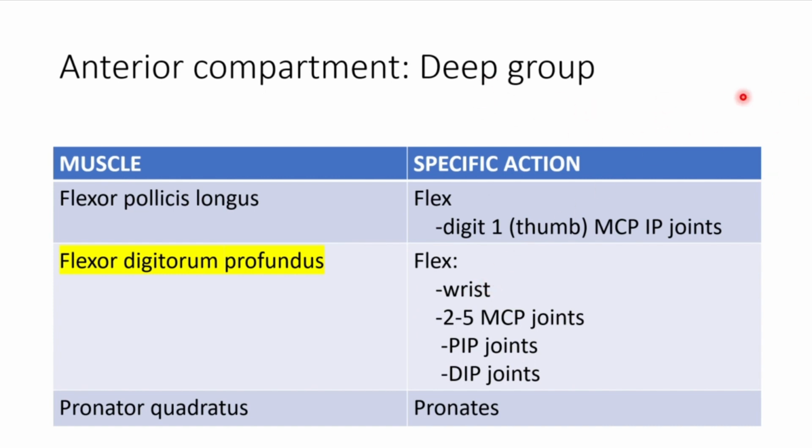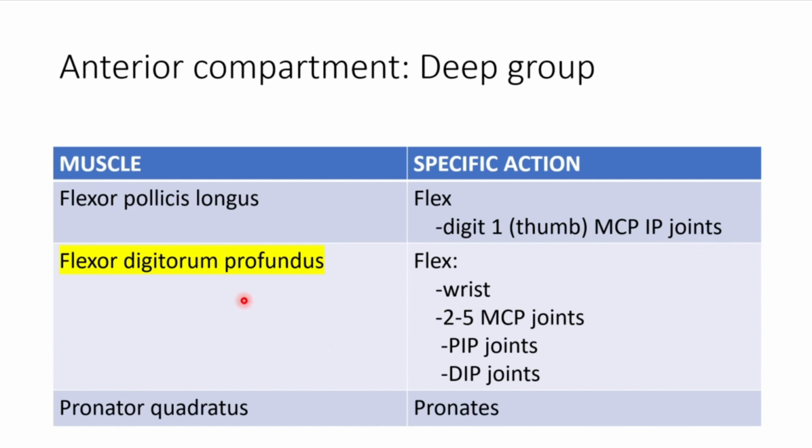The anterior compartment of the forearm deep group of muscles include the flexor pollicis longus, which flexes the thumb, which is also anatomically referred to as the pollex, at the metacarpophalangeal joint and the interphalangeal joints. Remember that the pollex, or the thumb, only has one interphalangeal joint, whereas digits 2 through 5 have two interphalangeal joints, a proximal and a distal interphalangeal joint.